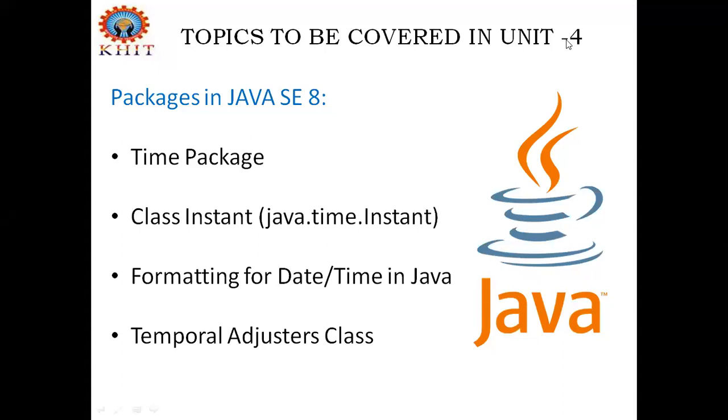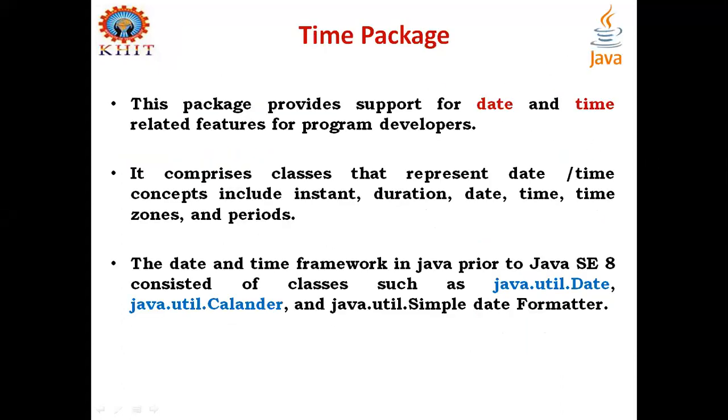Next one is the time package. Related to this time package, we have the Instant class and formatting for date and time in Java, and TemporalAdjuster classes. This time package provides support for date and time, and that is related to the problems we define, mostly for program developers. It comprises classes that represent date-time concepts including instant, duration, date, time zones and periods. And Instant is specifically one type of class for taking the instant time.